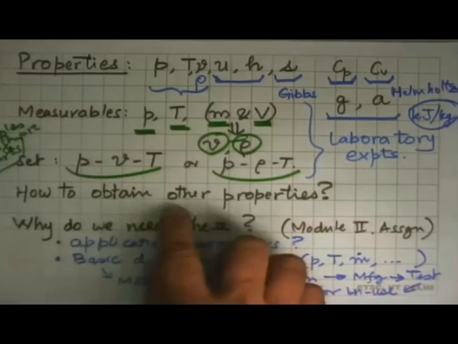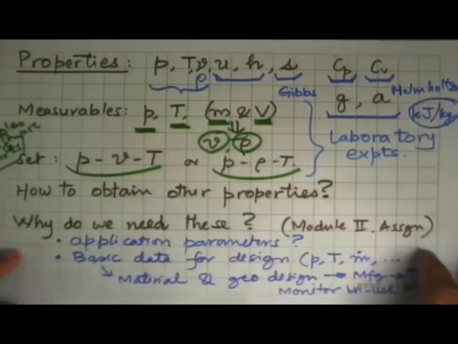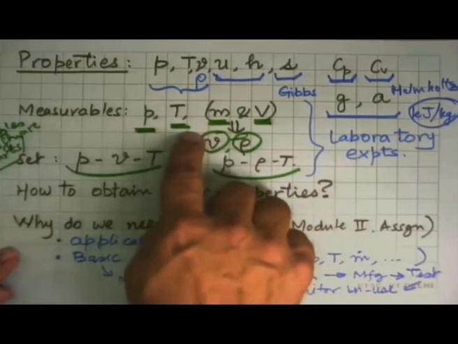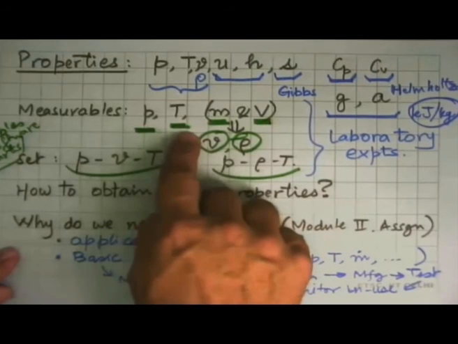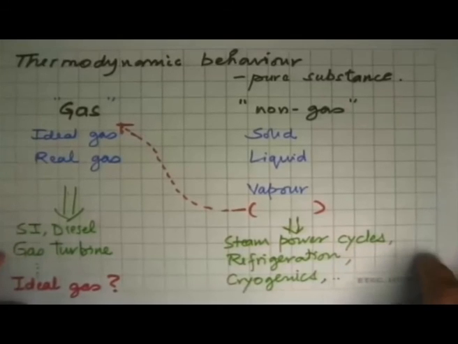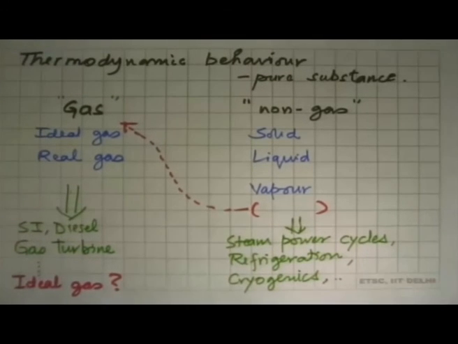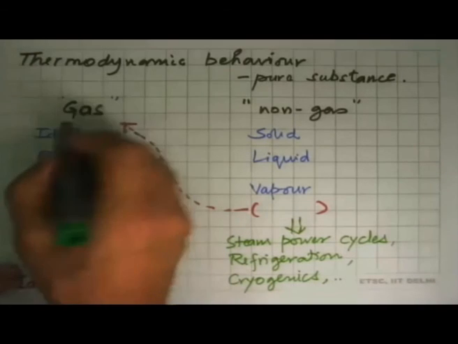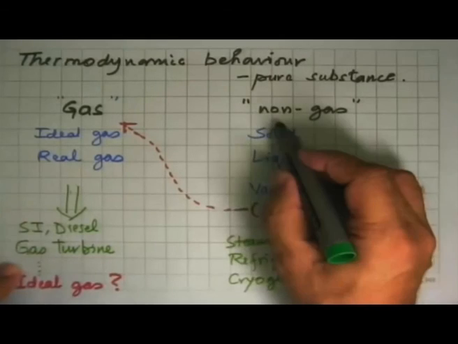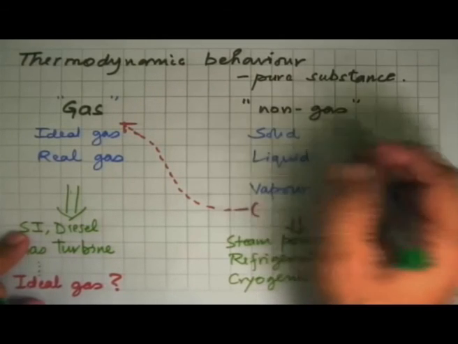Okay, so this is how the whole big plan is, that how from these data, first how do we get this data, what do we understand about the behavior of the substance, and from this data how can we get this data. Okay, so now we come to asking what is the thermodynamic behavior of a pure substance. And broadly we can say that substances behave either as a gas or what I've put in quotes as a non-gas or not a gas.